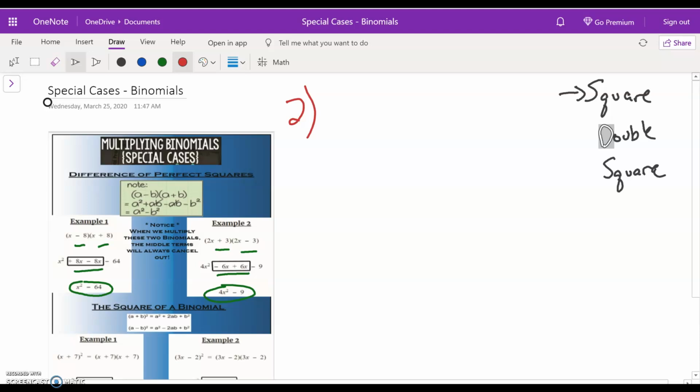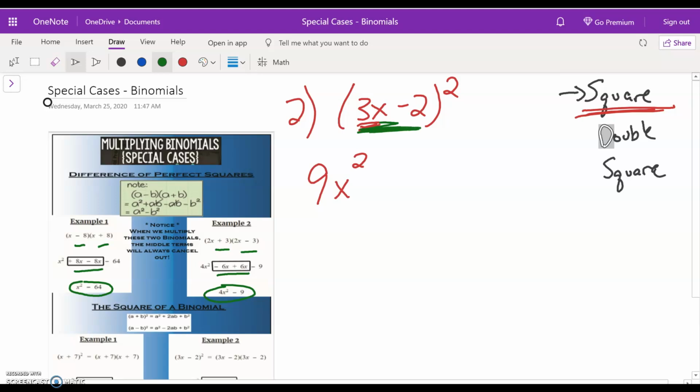So example 2 has us looking at 3x minus 2, all this quantity squared. So if I'm using the shortcut, it says square that first term. If I take my 3x and I square it, I'm going to get 9x squared. Then I'm going to take a look at 3x and negative 2 here. When I multiply those together, I get negative 6x. But it says to double that, so that's going to give me negative 12x. And then it says take a look at your last term, the negative 2. And if I square negative 2, I'm going to end up with positive 4.